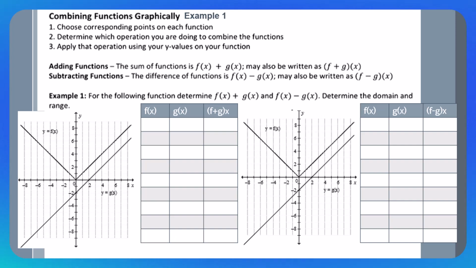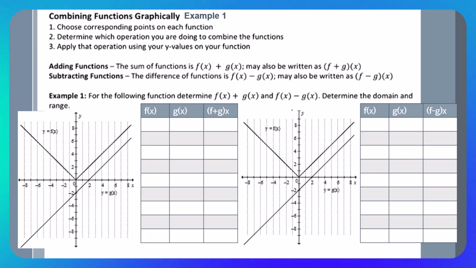All right, turn in your packet. You should see an absolute value function on the top. That's y equals f of x. And then you'll see a linear function on the bottom. That's y equals g of x. Draw this table. We're going to pick some points from f of x and g of x, and then we're going to combine those two functions, f plus g of x.